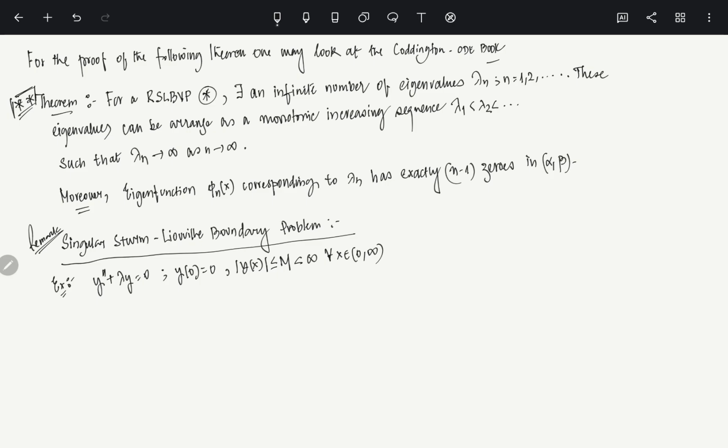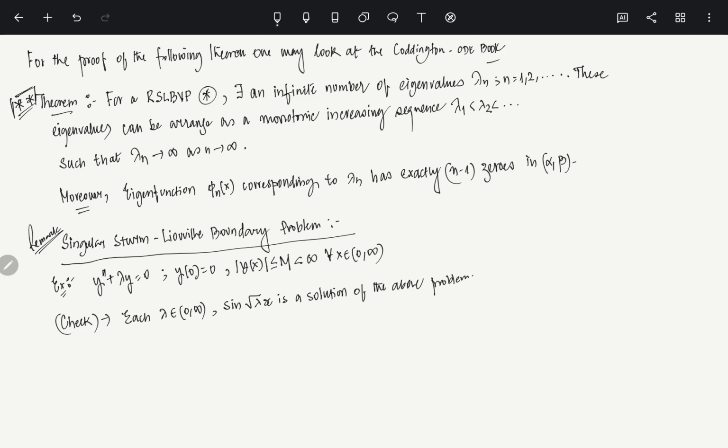So what you can do is this, you have to do it yourself. You can check this part, very important: for each lambda between 0 and infinity, sine of root lambda x is a solution of the above problem. Now what do you think that implies?